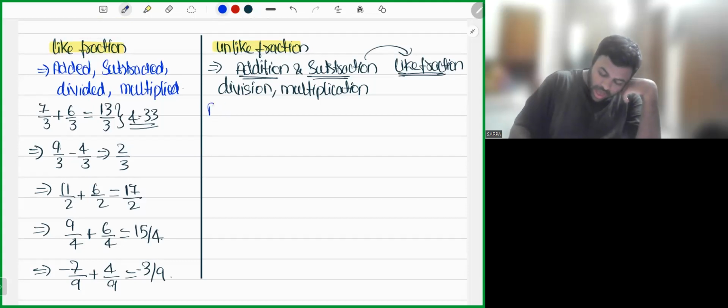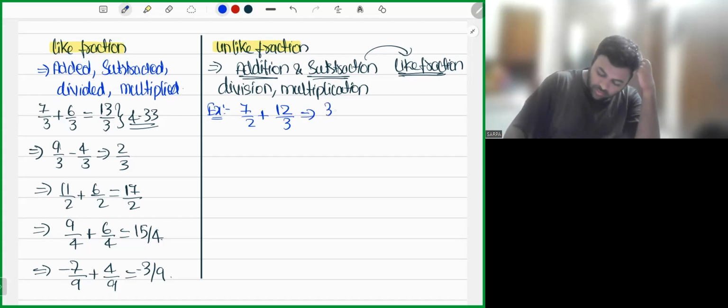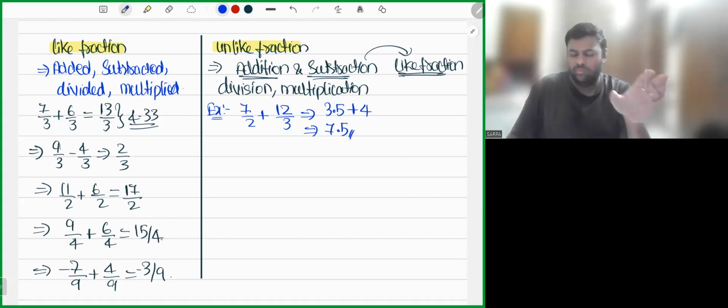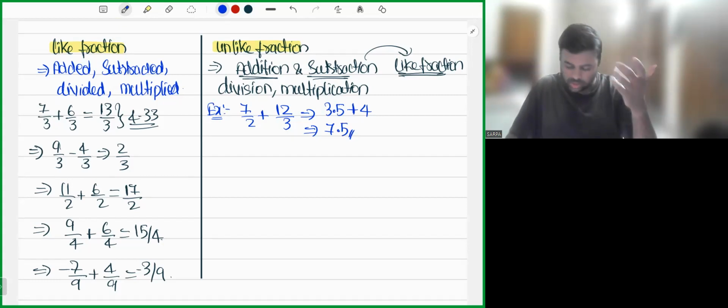See here. I have 7 by 2 plus 12 by 3. You can't just directly add them, my dear friends. What is 7 by 2? 3.5. What is 12 by 3? 4. What is 3.5 plus 4? 7.5. Like this you can do. I don't have any problem. If you convert them into numbers and do it, there is no issue.